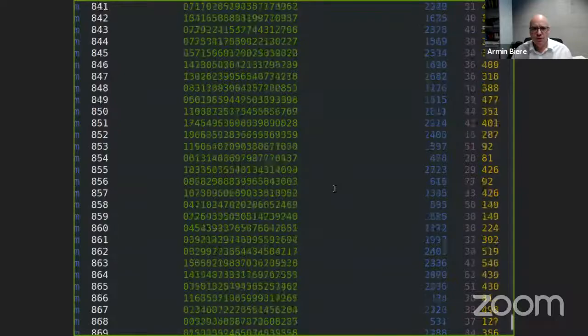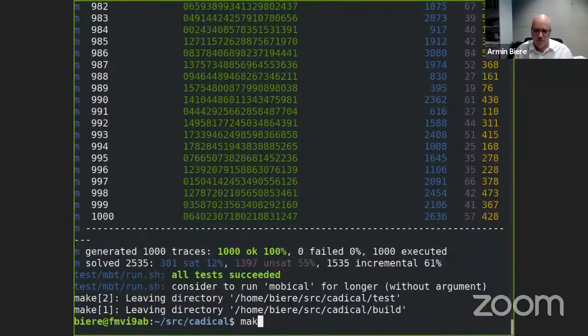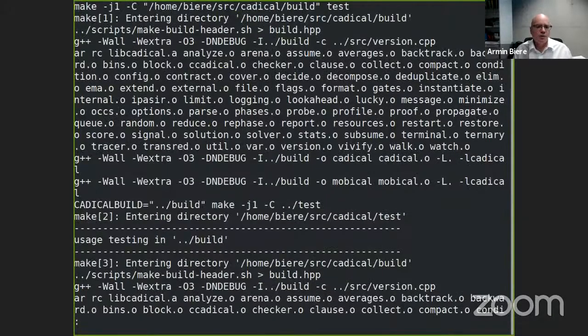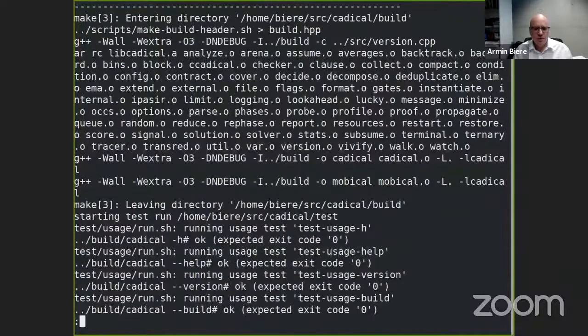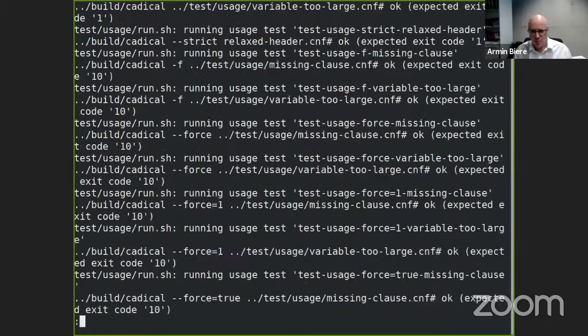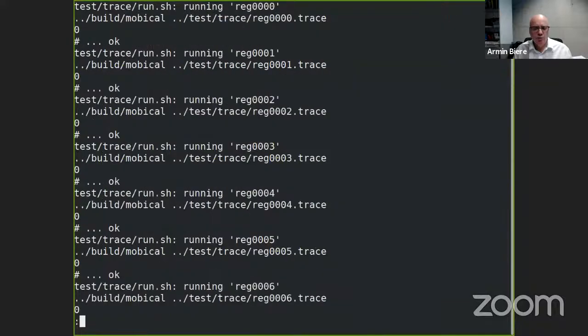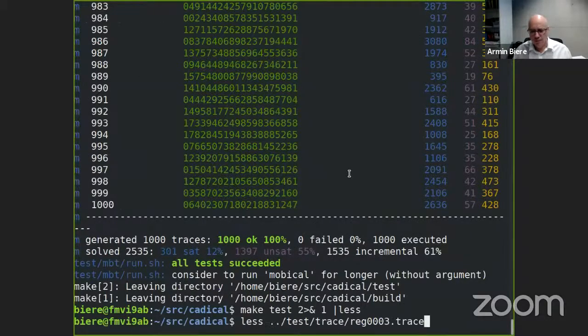It's important for those of you who want to actually work on that solver. So the first thing which will happen, it would run some sort of application tests, which are in a separate directory, called usage, right? And then it would move on to regression tests. And as you can see, these regression tests are of a special form. So let's for instance have a look at this one here.